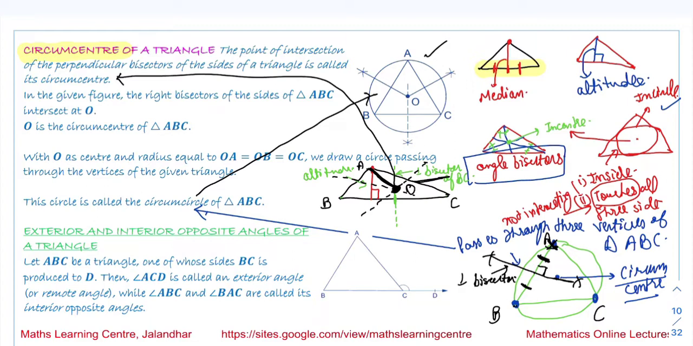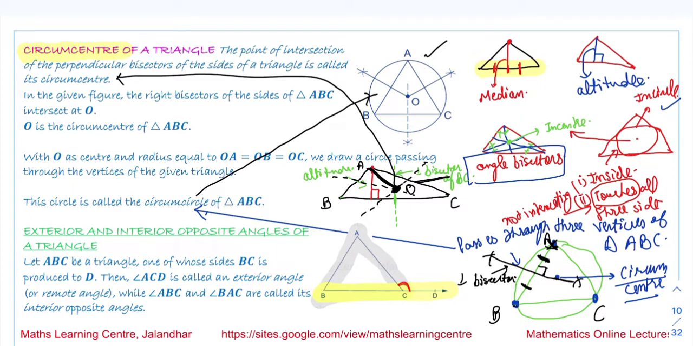The next definition we have is the exterior and interior opposite angles of a triangle. Suppose a triangle is given to us. We are talking about this triangle ABC. This is the triangle given to us, and we have produced the side BC to the point D. This is our side BC which we have produced to D. Then angle ACD is called the exterior angle.